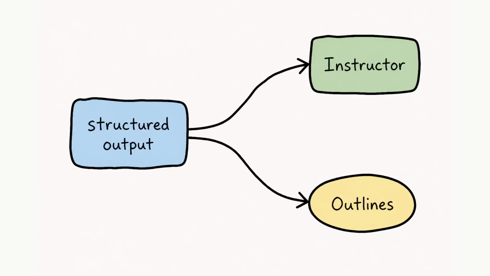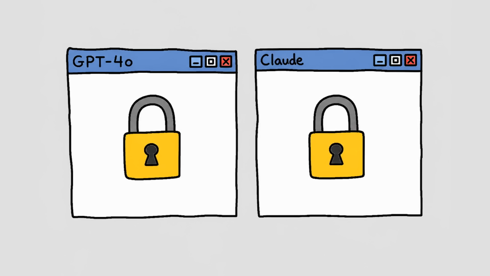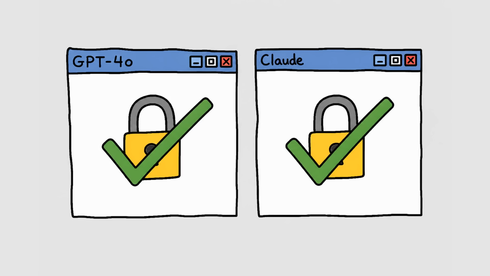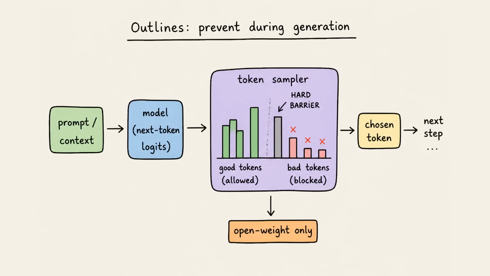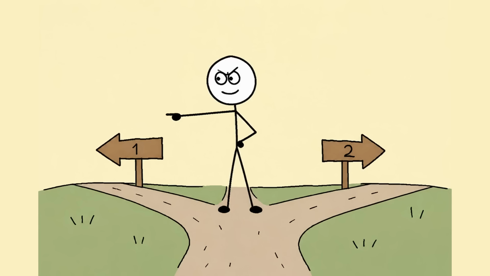This is also the other side of the fork from Outlines, and now you can see the whole picture. Instructor fixes outputs after generation with retries, which means it works against any model through any API, including GPT-4o and Claude, the closed ones where you can't touch the token sampling. Outlines prevents bad outputs during generation with a hard guarantee, but only on open weight models you serve yourself.